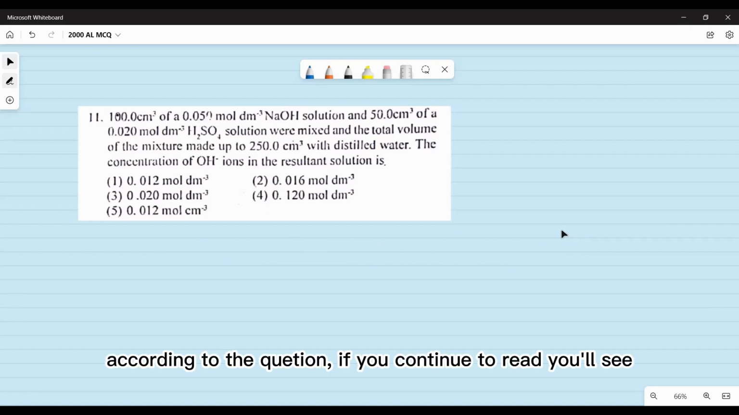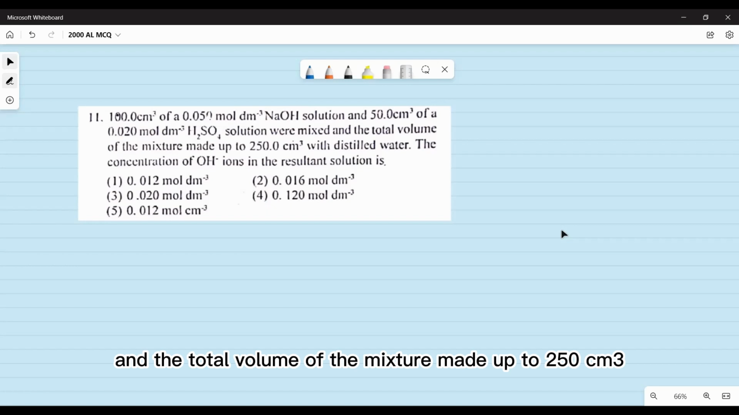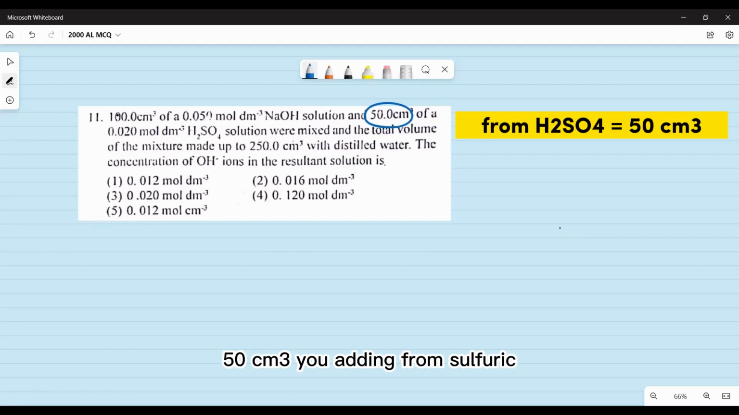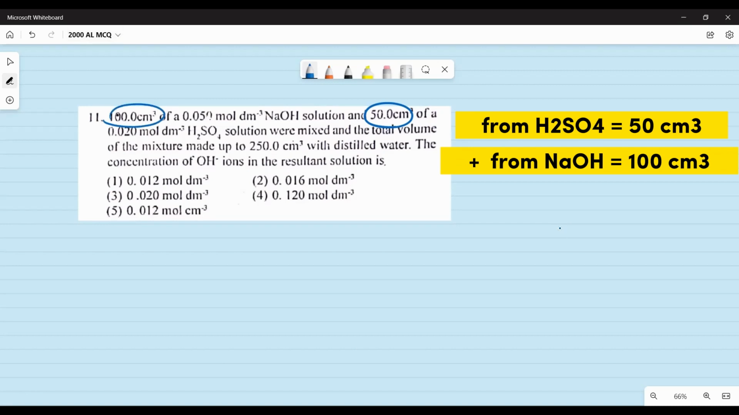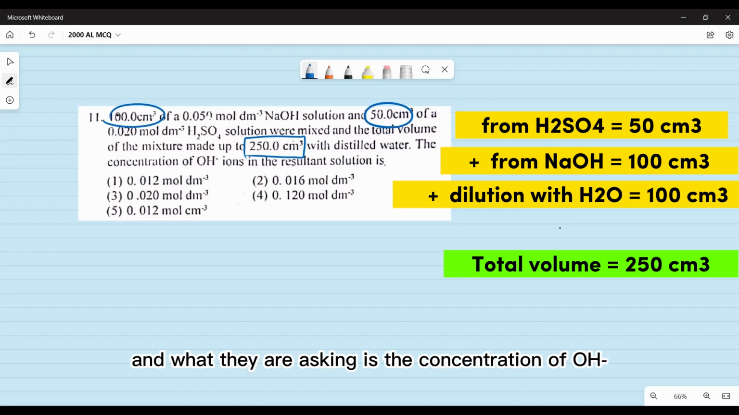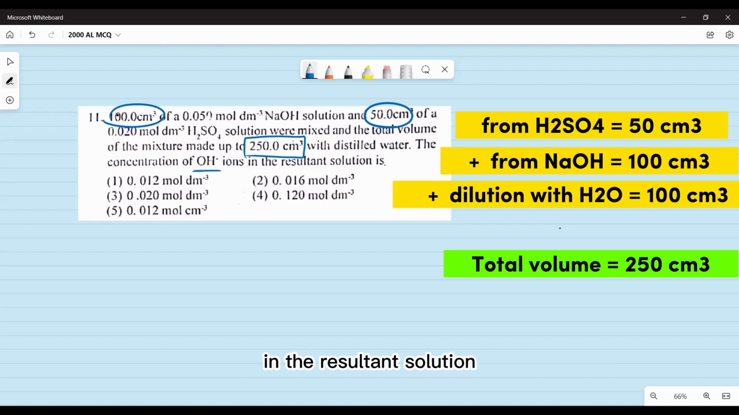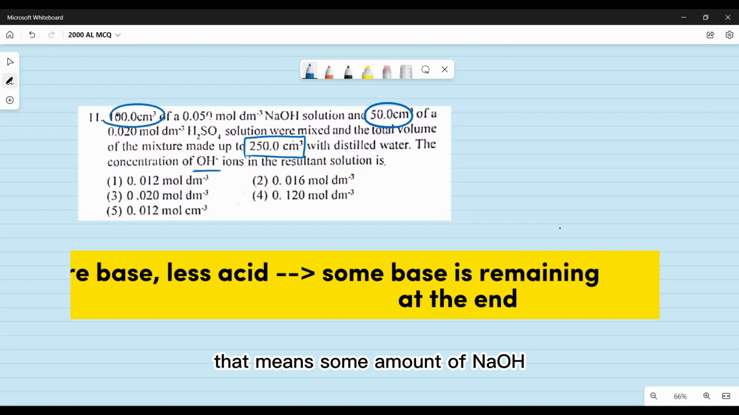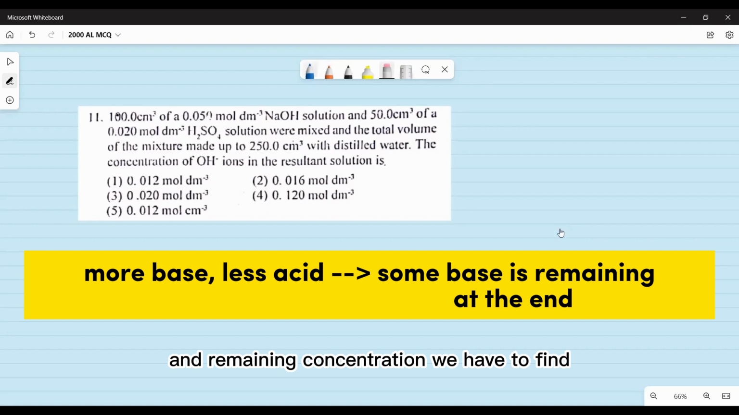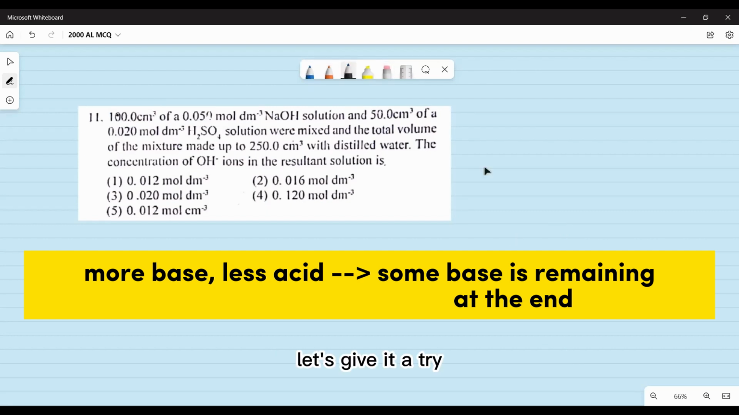continue. According to the question, if you continue to read, you will see the solutions were mixed and the total volume of the mixture made up to 250 cubic centimeters with distilled water. So that means 50 cubic centimeters you are adding from sulfuric acid, and 100 you are adding from NaOH, no? And another 100 of water you have added to make the total volume up to 250, right? Then what they are asking is the concentration of OH minus in the resultant solution. That means some amount of NaOH remains after the acid-base reaction, and the remaining concentration we have to find. Let's give it a try.